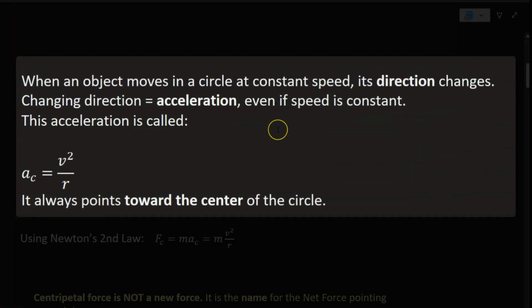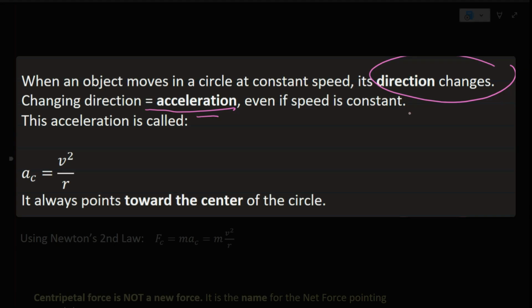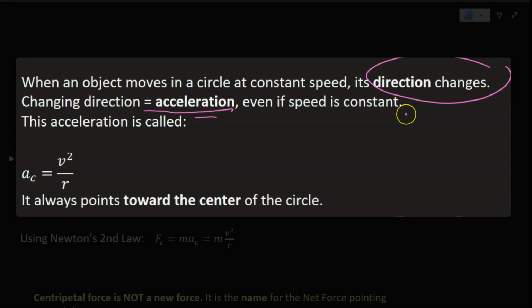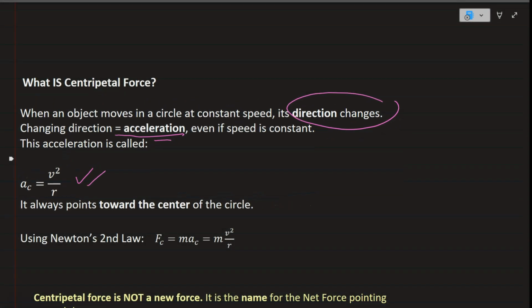Well, this is the important thing that you have to remember. When an object moves in a circle at constant speed, its direction changes. So this is the very important part. And that change of direction, that means what? That means acceleration. You're going to create an acceleration. And even if the speed is constant, the acceleration is called the centripetal acceleration, which is right here. Okay, v squared over r.